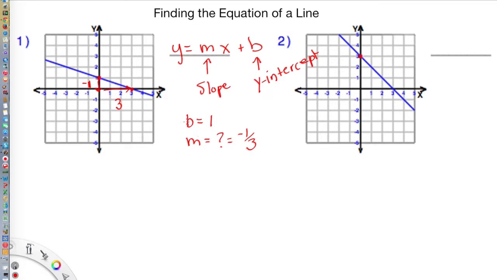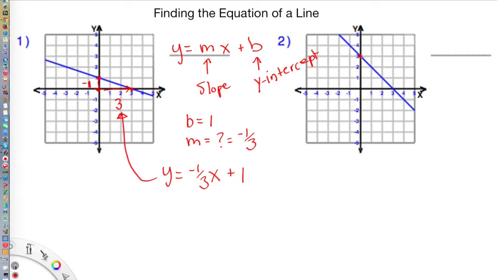And then I take this information, I've got my y-intercept, which is b, and I've got my m, which is really my slope, and I plug it into the equation. The equation for this line would be y is equal to my slope, which is -1/3, x plus b, which is 1. Okay, so this is the equation for this line.